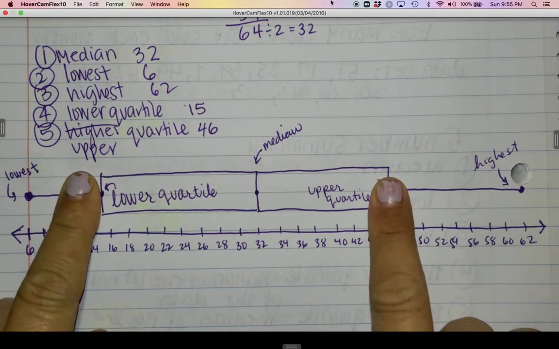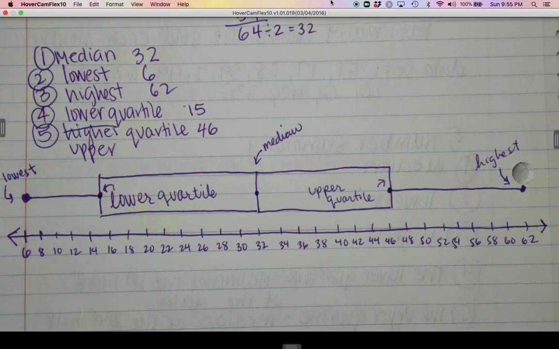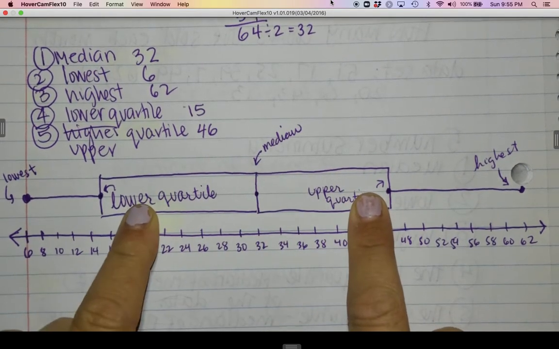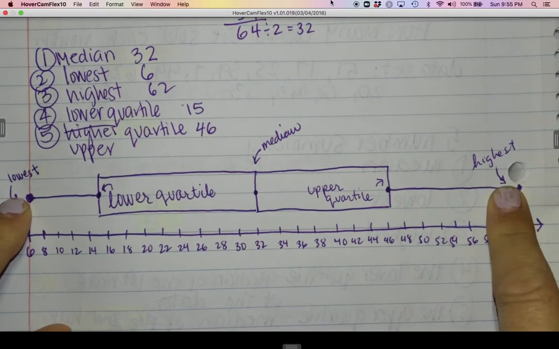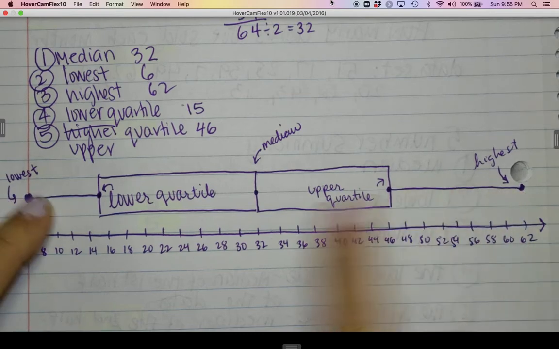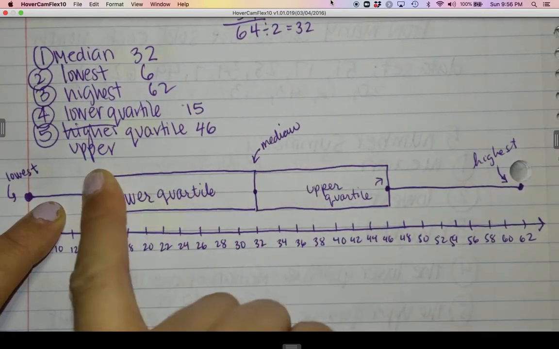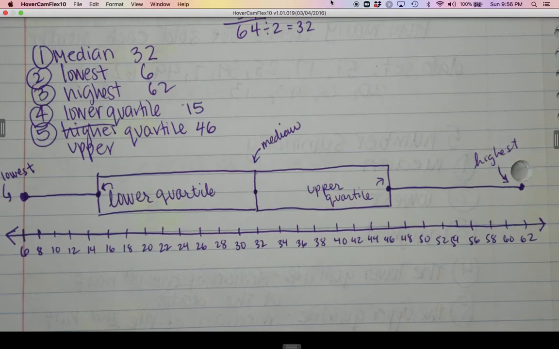And we know that because we found the median of each. And we can say that most of our data is in this box, and then we have some numbers that are lower and some numbers that are higher. But the majority falls in here. And that's the whole purpose of a box and whisker plot. You can answer questions by looking at this box and whisker plot.